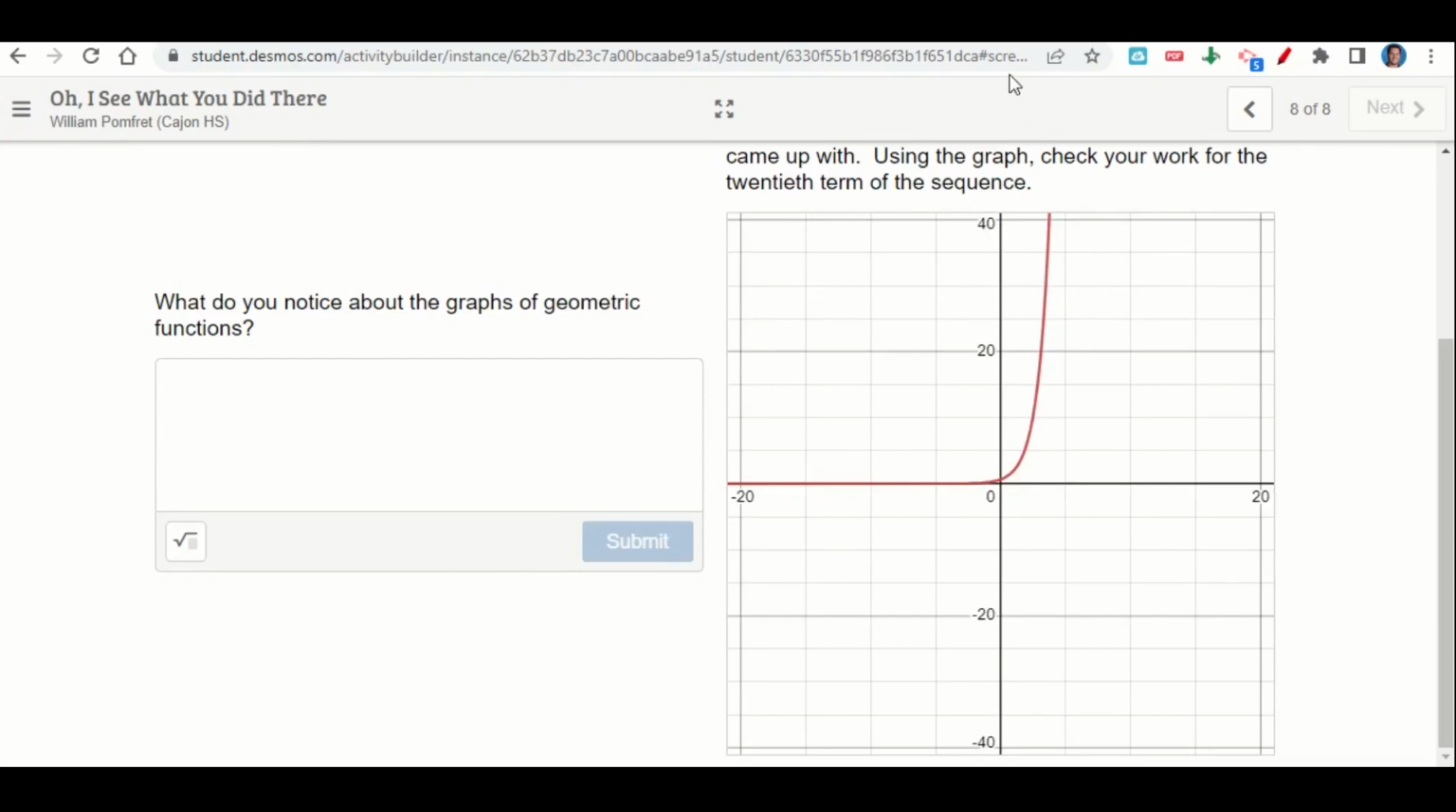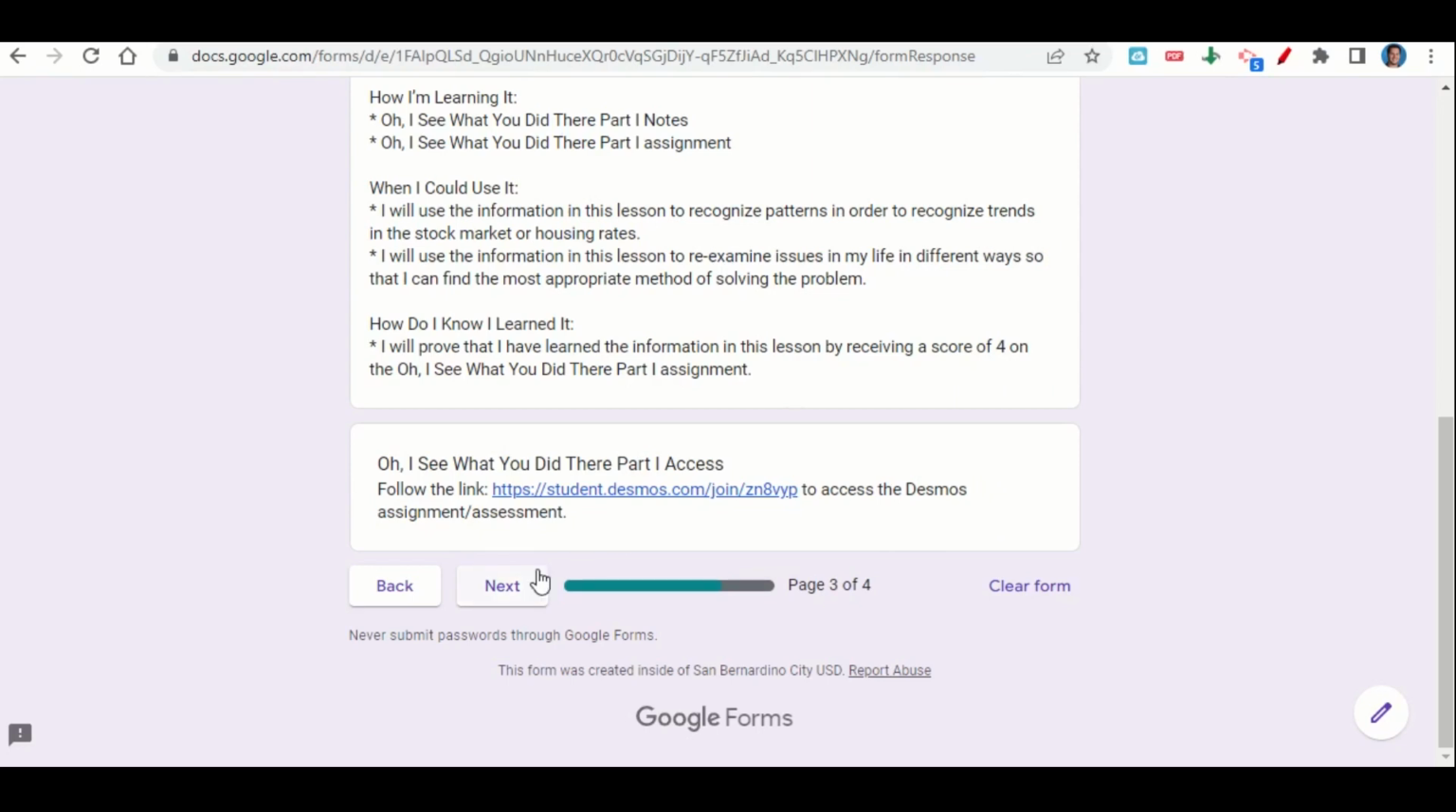Now, once you're done with this activity, you'll go ahead and go back to your Google form and click Next. This will take you to your Before You Go. Go ahead and fill out your Before You Go and then submit your work on Google Classroom.